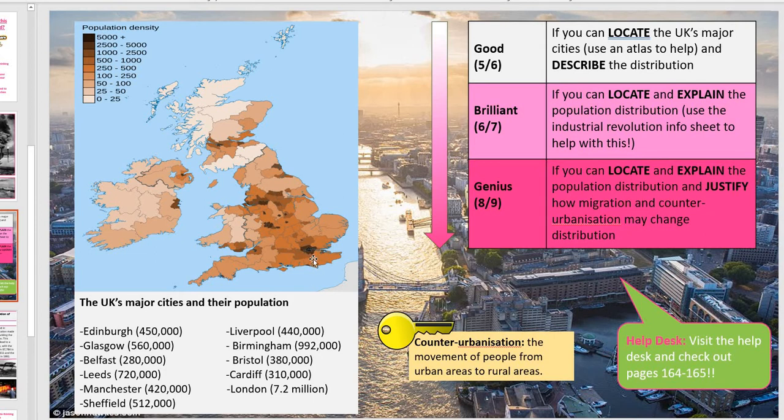Okay, so if we look at our map, we can name some of these cities. So we've got London here in the southeast, our capital. As we move further north up the map, here we have got Birmingham, we've got Manchester, Liverpool, Leeds. As we move further again onto the northeast coast, we've got Hull and we have got Newcastle.